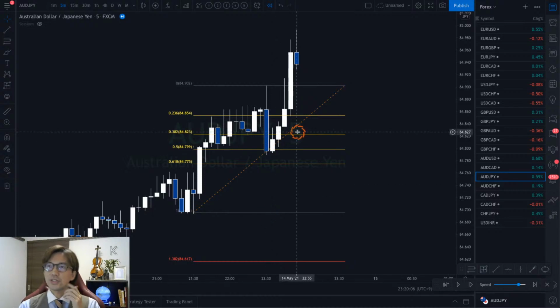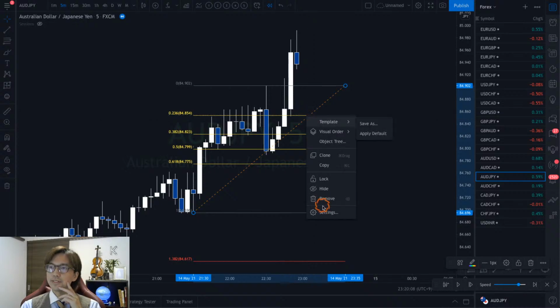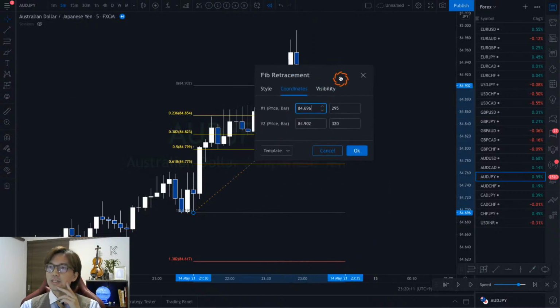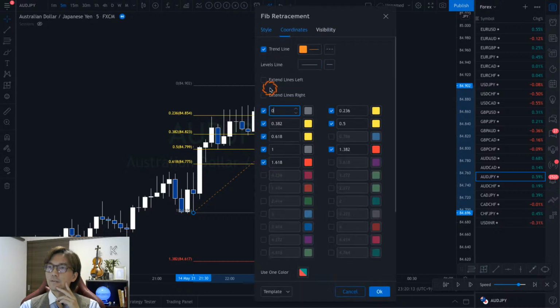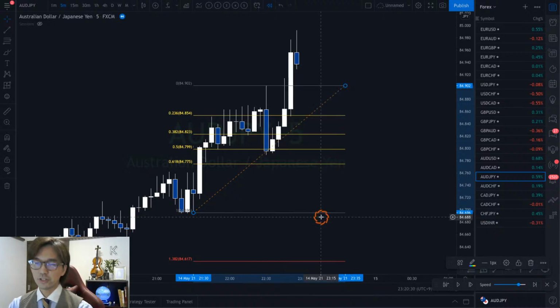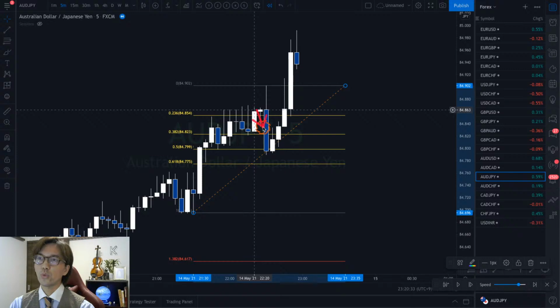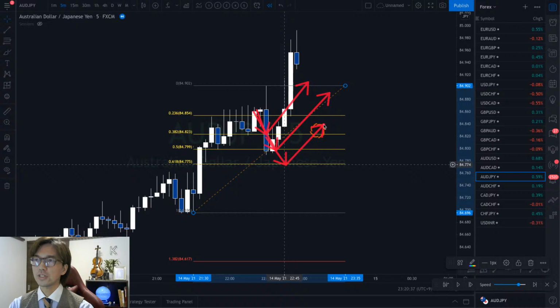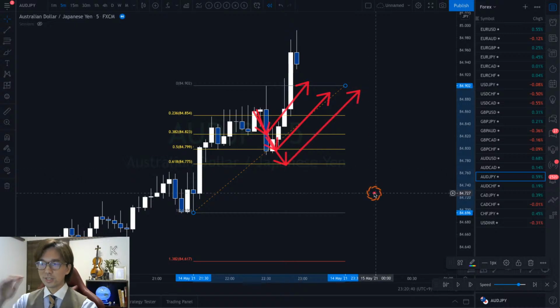So once again I use these four levels: 23.6, 38.2, 50, and 61.8% retracements. So this is the Fibonacci retracement. This is to capture retracement and exactly when the market will bounce this way. This is the way I use the Fibonacci retracement on these lower time frames.